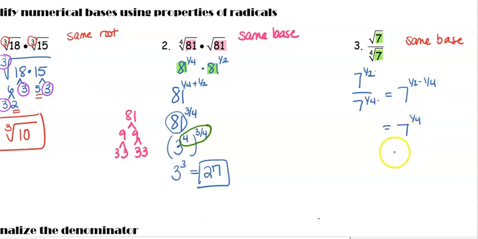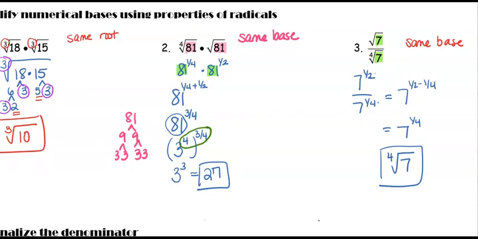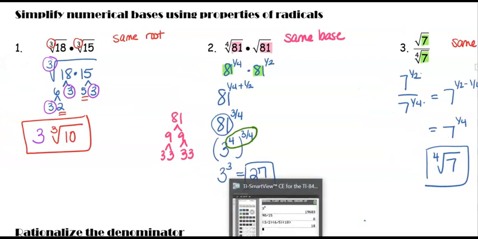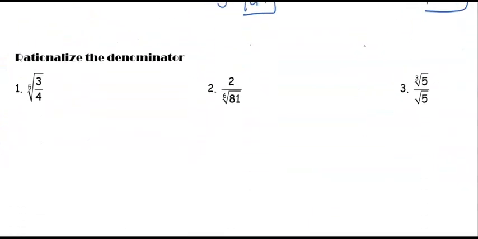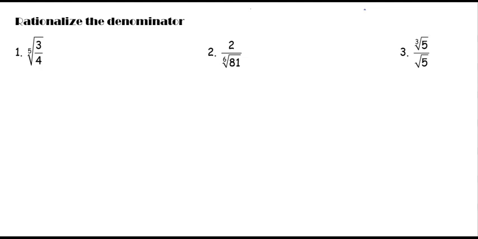I do have a fractional exponent, which means I'm going to go ahead and switch it from a fractional exponent to a radical. So you're going to apply all the properties just like we've been doing. Now we're going to be working on rationalizing the denominator. Remember, rationalizing the denominator is getting rid of the radical on the bottom, just like with the variable.